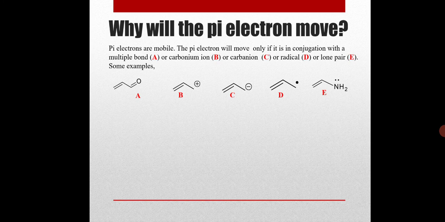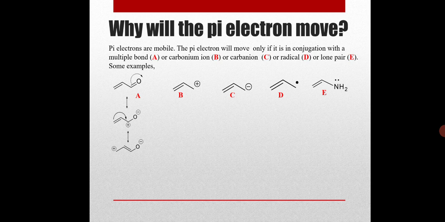Look at the molecule A. It is an alpha beta unsaturated ketone. Oxygen is more electronegative than carbon, so it pulls the electron towards itself and gathers a negative charge, and the carbon adjacent to it gains a positive charge. The moment the carbon gains a positive charge, the pi electron flows towards it, and A can also be represented by this structure.